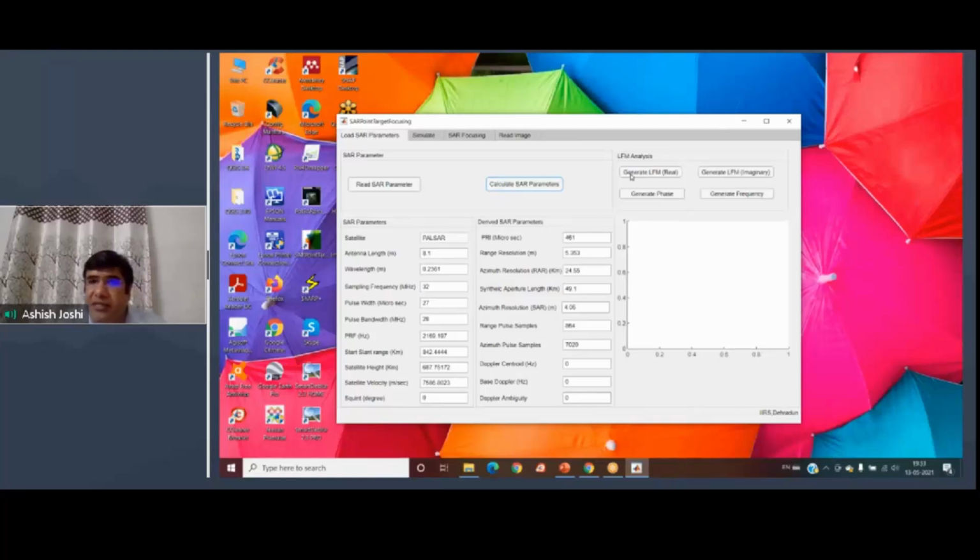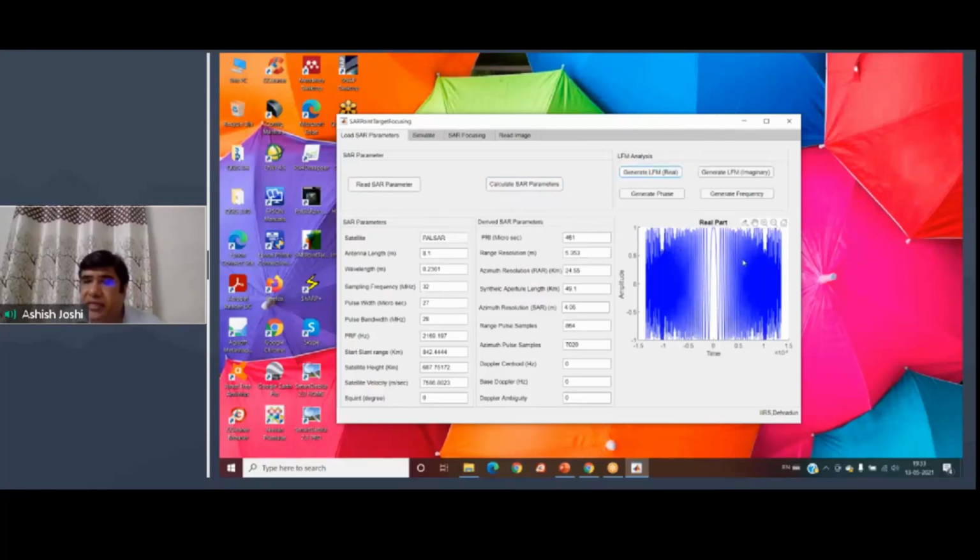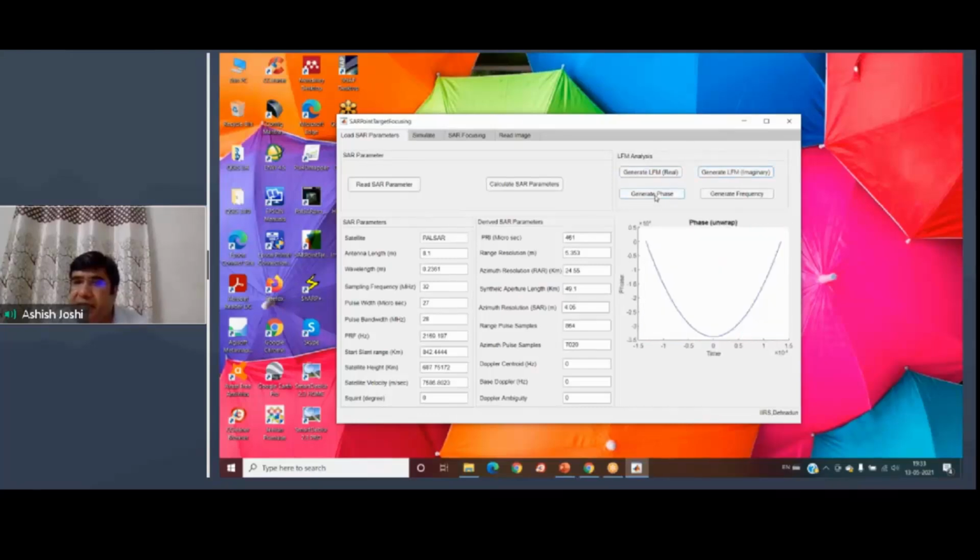So now we can generate the linear frequency modulated signal in the range direction. Using these SAR parameters, we have generated the LFM signal. This is the real part, and this is the imaginary part we can generate. And this is the phase, the unwrapped phase, and this is the frequency.